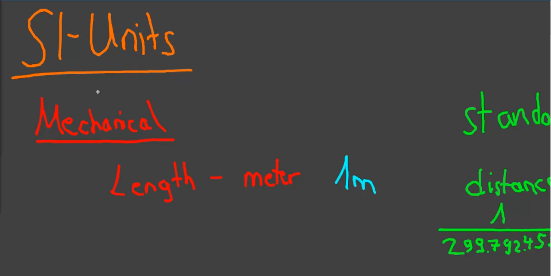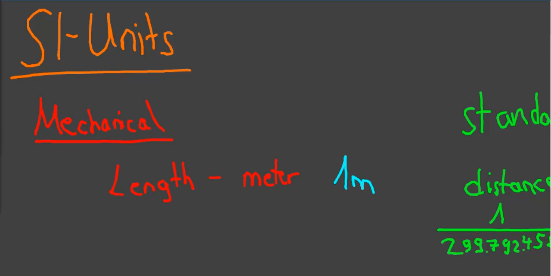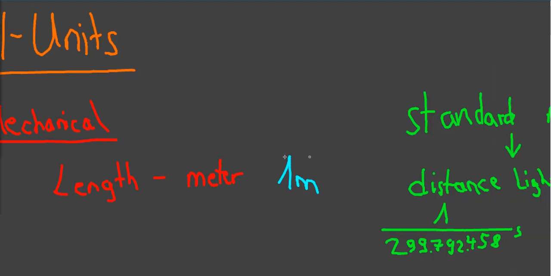Let's start with the meter. We all know the meter. We all use the meter, or maybe we don't. It is probably the most important SI unit, the most important mechanical one, of course, and it describes a measurement of length, or distance, or height, or width. All the same words for length. And we describe this length with the so-called meter.